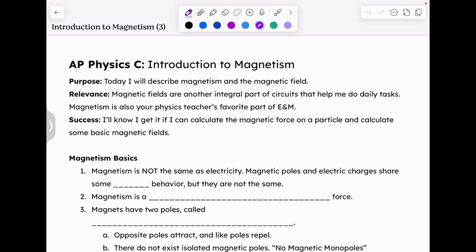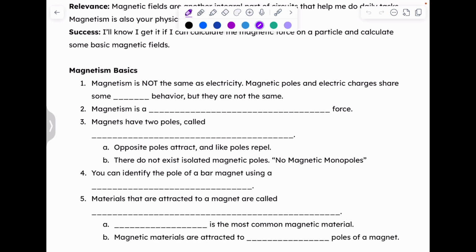One thing to note is that magnetism is not the same thing as electricity. Magnetic poles and electric charges do share some similar behavior, but they're not the same. Magnetism is a long-range force, and remember, long-range forces we call field forces. And magnets have two poles. We call them north and south. Opposite poles will attract and like poles will repel, just the way opposite charges attract and like charges repel.